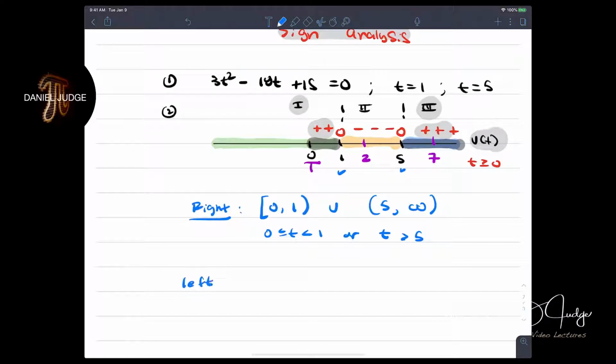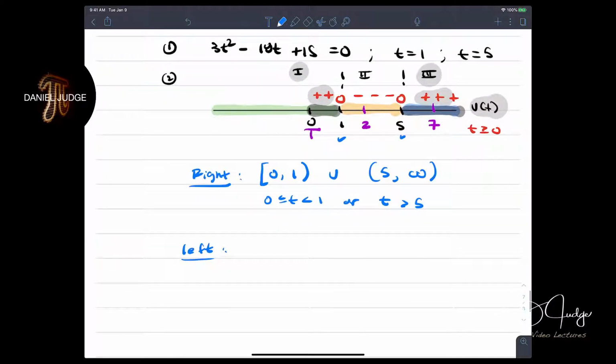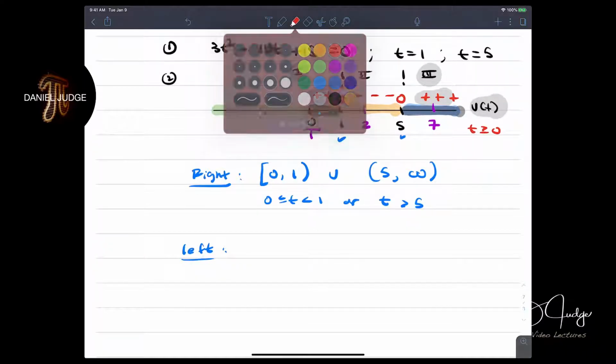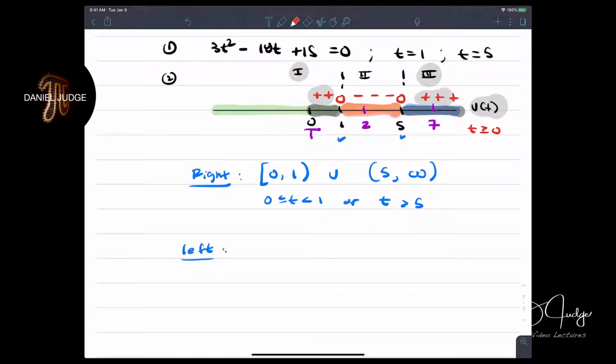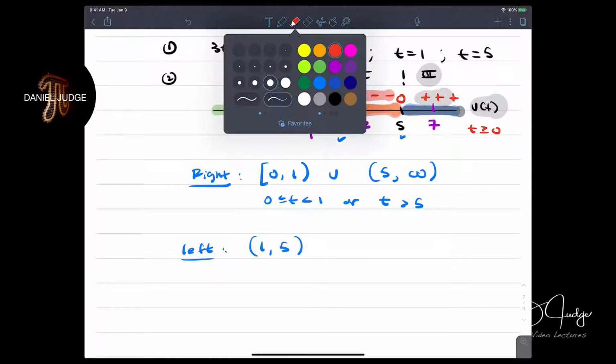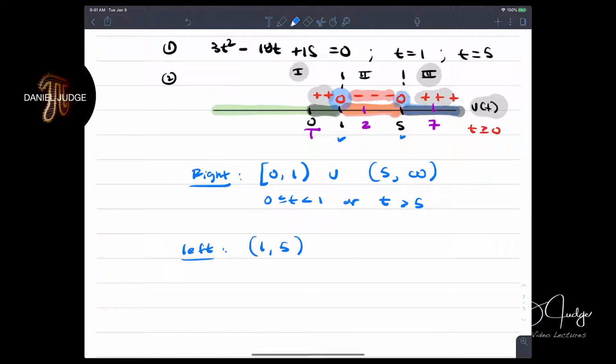And then if you move to the left here, we say, what about to the left? Region 2. Where is region 2? This is where you're going to the left, because region 2 is negative. Well, that's going to be between 1 and 5. But again, you never include 1 and 5, because at 1 and 5, the particle is not even moving. It stopped. More importantly, this is why I put the zeros there for this velocity function, because zero's not positive, it's not negative, zero's neutral.